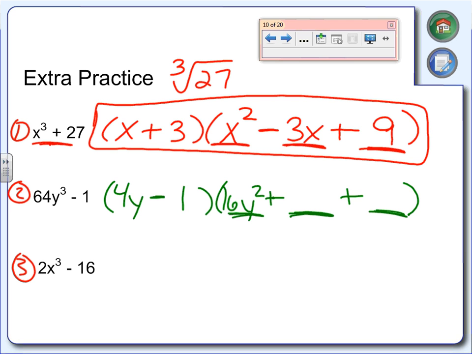Now I'm going to get the middle part. And to get that middle part, we're going to multiply these two things together. The 4y times the 1. What do you get when you multiply a 4y times the 1? 4y.